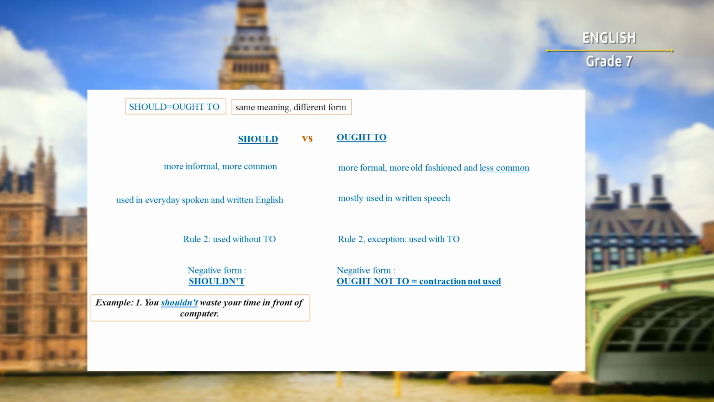Let's look at some examples with should and ought to. Example number 1. You shouldn't waste your time in front of computer. And with ought to in negative form, you ought not to waste your time in front of computer. As you can see, the meanings are the same, but the forms are different.